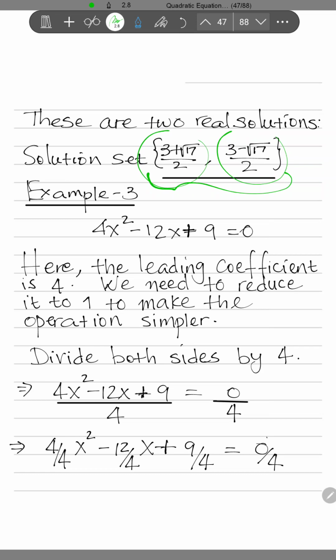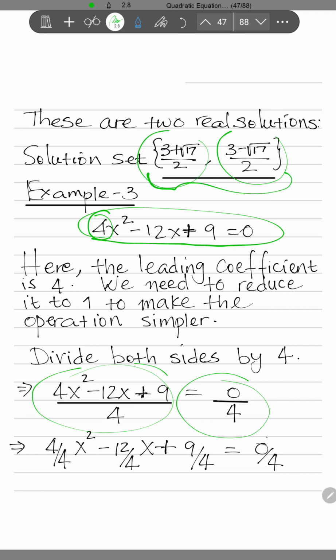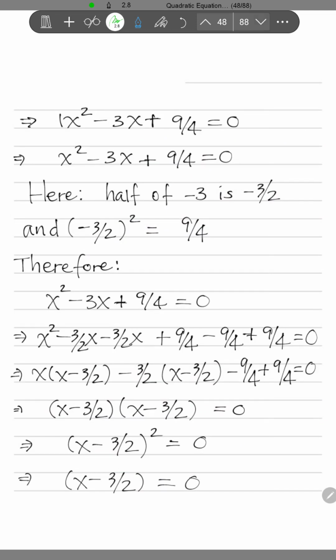Let's go for the next completing the square. 4x squared minus 12x plus 9 is equal to 0. Is the leading coefficient of x squared 1? No. So what we have to do is divide both sides by 4. Here it is. Divide both sides by 4. What will we have on the left side? 4 by 4 is 1. 12 by 4 is 3. 9 by 4, we keep it as it is. 0 by 4 is 0. So what we have is this one.